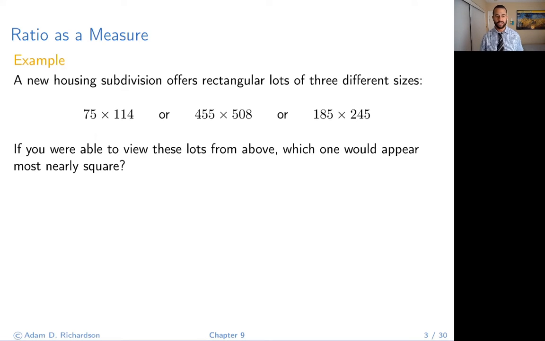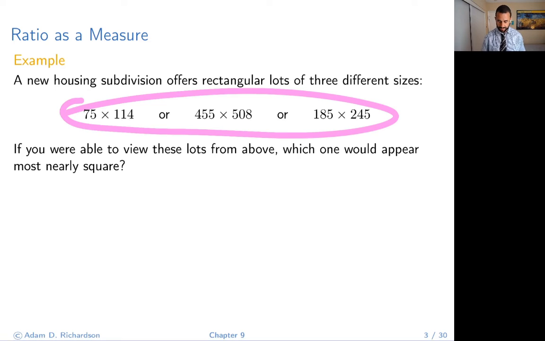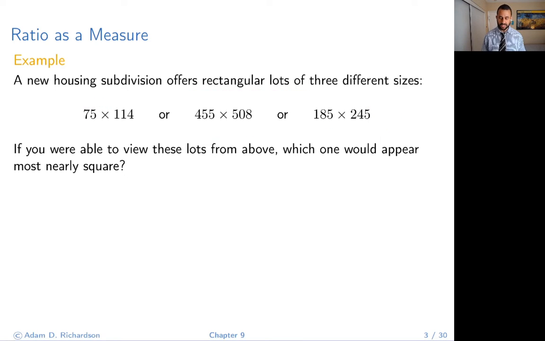So here's a question that I want you to think about at home, and then see if you can answer it. A new housing subdivision offers rectangular lots of 3 different sizes, and those 3 sizes are listed right here. If you were able to view those lots from above, like if you were in a helicopter flying over and looking down, the question is which one of these 3 would appear the most square? Which one would appear nearly square? So think about that.